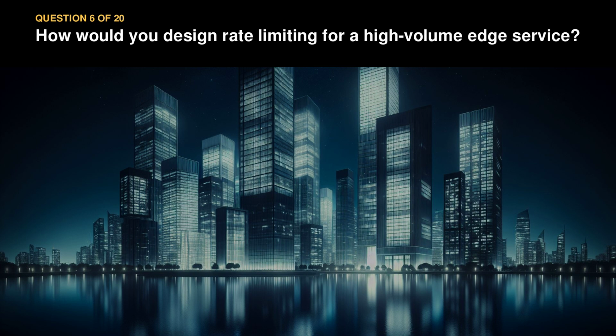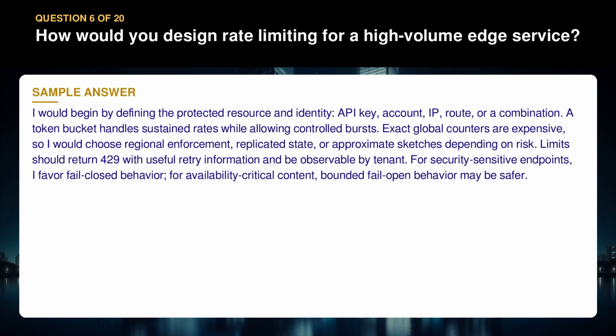Question 6. How would you design rate limiting for a high-volume edge service? I would begin by defining the protected resource and identity: API key, account, IP, route, or a combination. A token bucket handles sustained rates while allowing controlled bursts. Exact global counters are expensive, so I would choose regional enforcement, replicated state, or approximate sketches depending on risk.